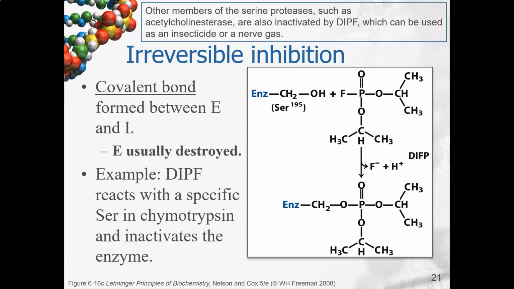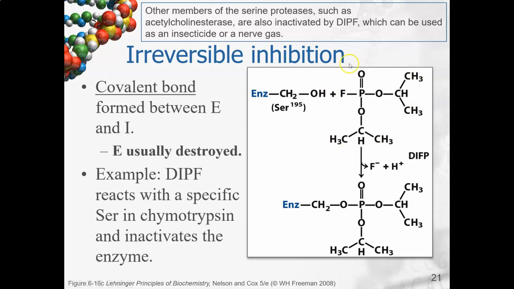If we have irreversible inhibition, that means there's a chemical reaction that takes place and a covalent bond forms between the enzyme and inhibitor. And if you can't reverse that reaction, then you usually destroy your enzyme. So this is an example with chymotrypsin, which has a serine. We'll find out when we get to chapter 6 that this serine right here is essential for activity. You have to have that OH group, and if you don't have the OH group, the enzyme is inactivated.